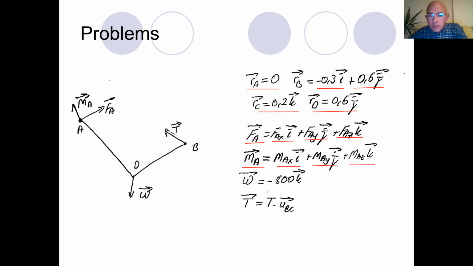Weight is in negative z direction. Certainly it is given to us. It is minus 800 K vector. And the tensile force coming from the cable, we know the direction, UBC. Well, we don't know it yet, but we can calculate it. So T multiplied by UBC. So T is a scalar quantity.